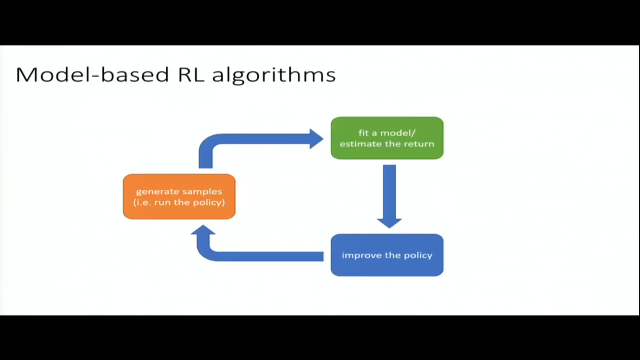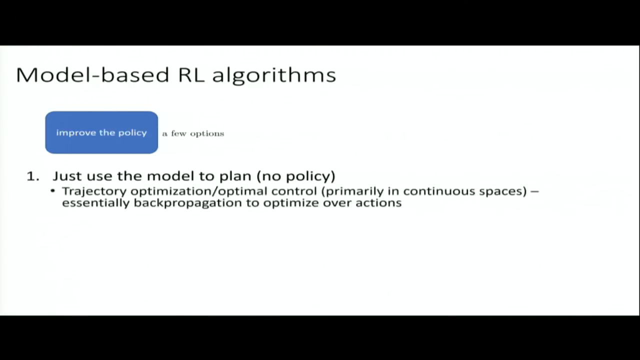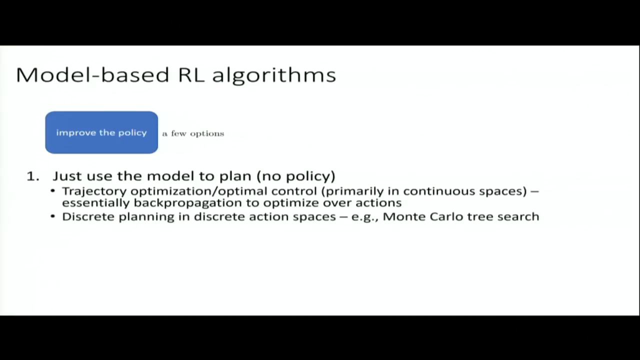So model-based RL algorithms, let's try to see how they fit into this picture. They're going to learn their transition operator up here, and then they're going to do something to improve the policy. And there are a number of possible options for this. Those options include just using the model to plan. This is the kind of stuff that uses traditional optimal control algorithms or discrete planning algorithms, and we'll learn about a few methods for doing that. So trajectory optimization or optimal control, primarily in the continuous case, which is essentially backpropagation to optimize the actions, or discrete planning in discrete action spaces. So Monte Carlo tree search is an algorithm some of you might have heard about that does something like this, and we'll learn about that as well.